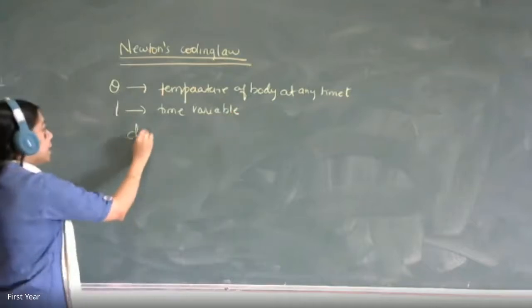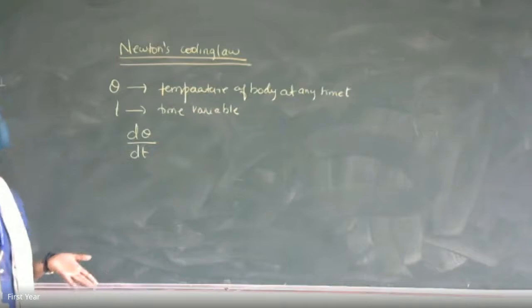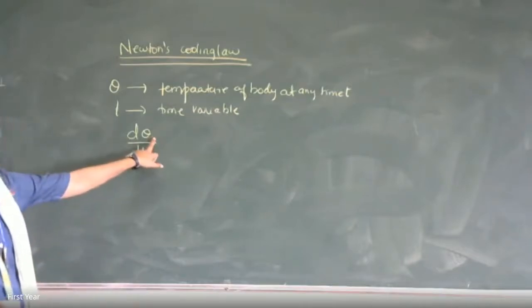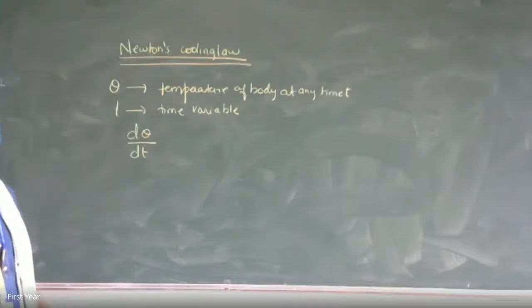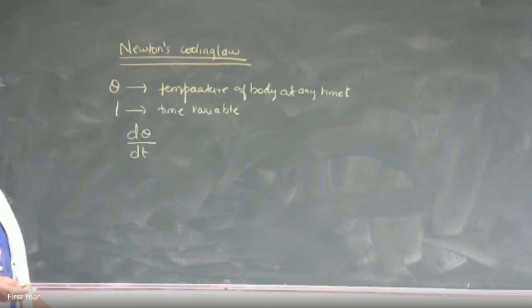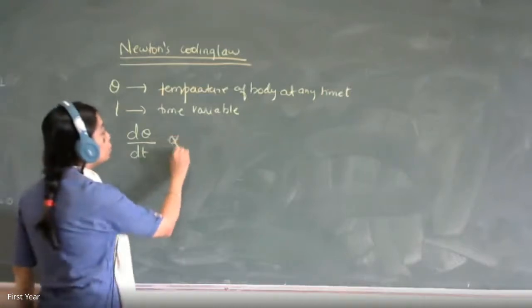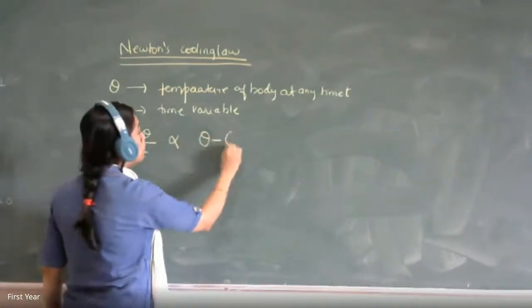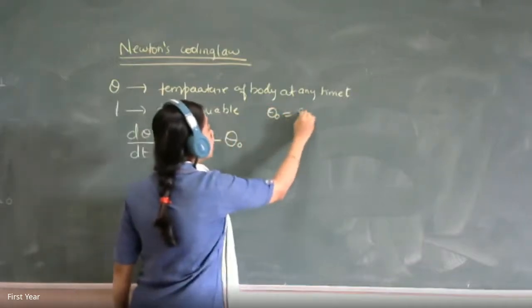Then d theta by dt. What is d theta by dt? This is the only thing you should understand. d theta by dt मतलब rate at which theta is changing. Rate मतलब time पे dependent हो के ये theta कैसे change होगा. And that's where derivative is coming into picture. Is it okay? Everyone? Yes, ma'am. Okay. So d theta by dt is proportional to the change in temperature along with the surrounding temperature. So theta naught is the surrounding temperature.